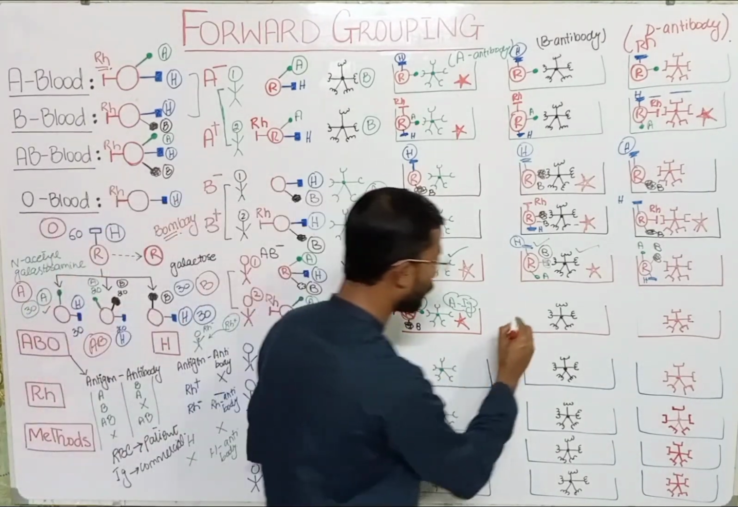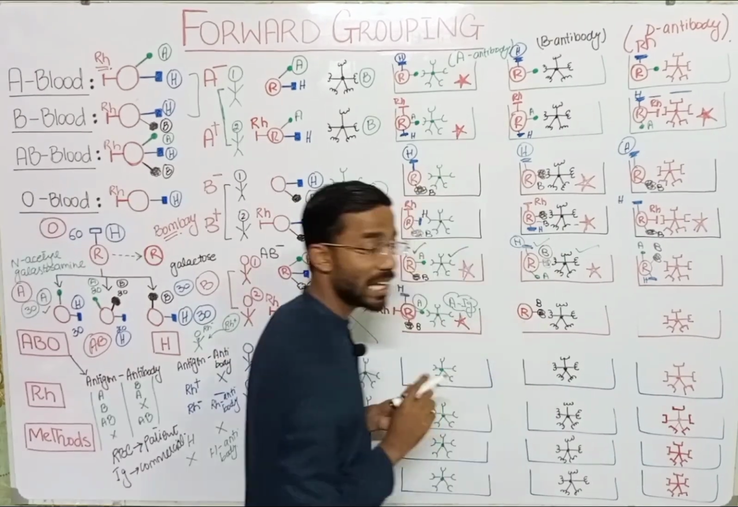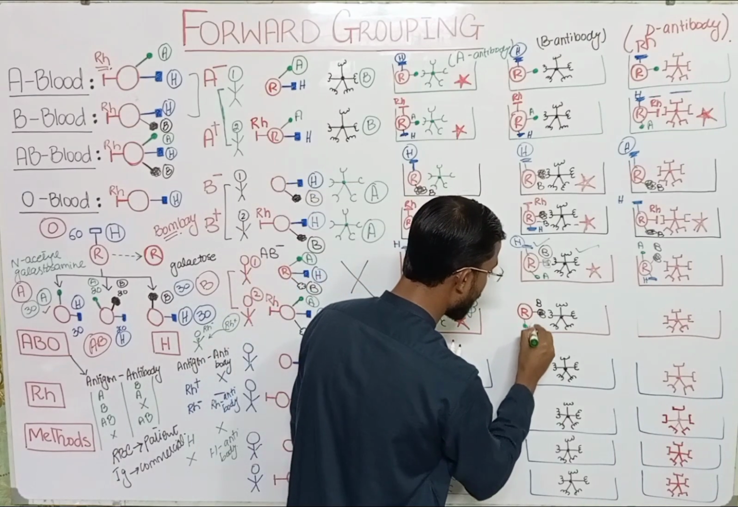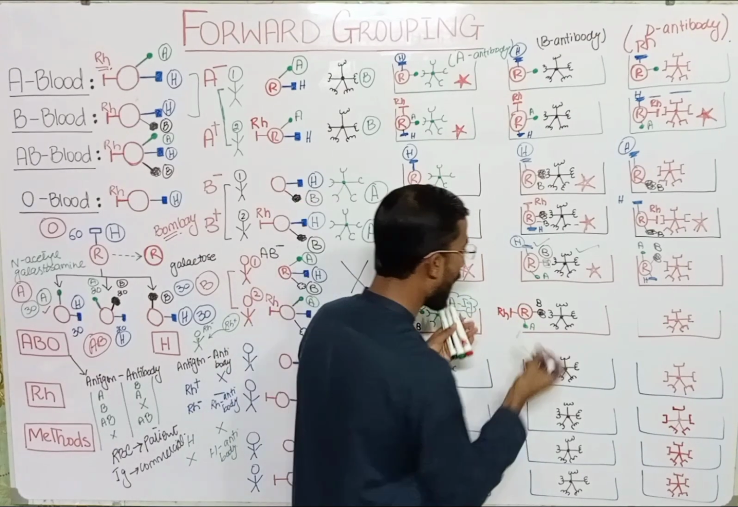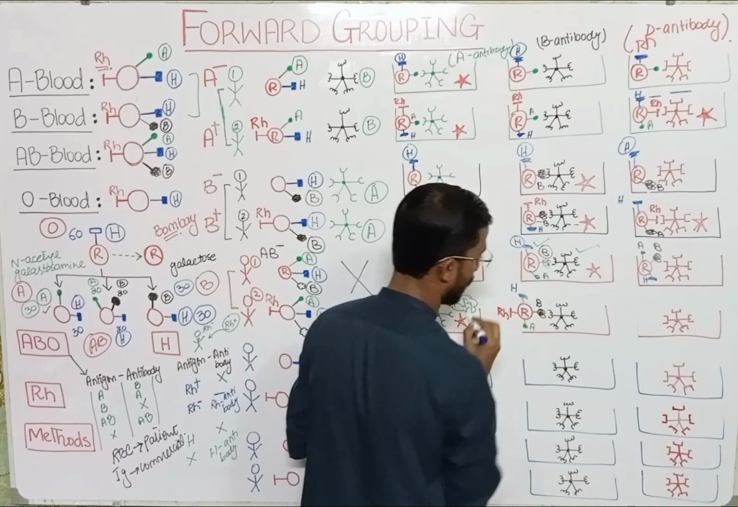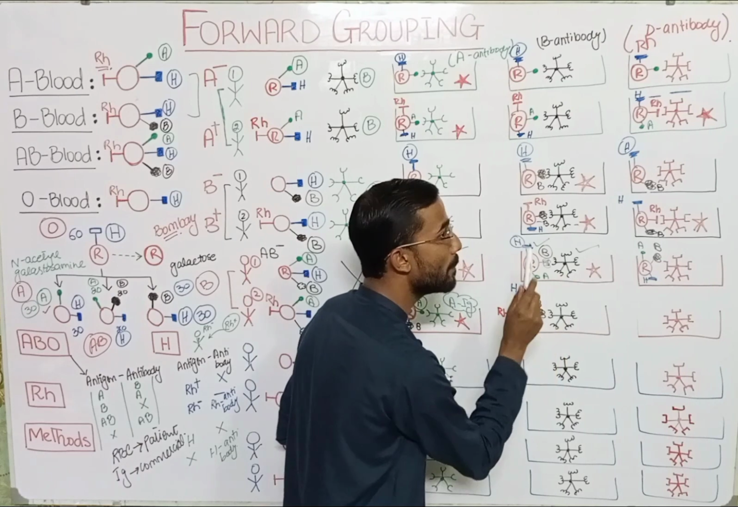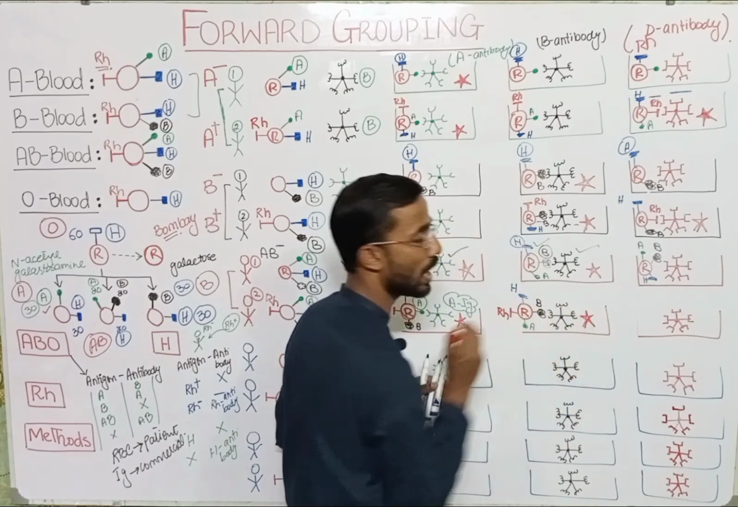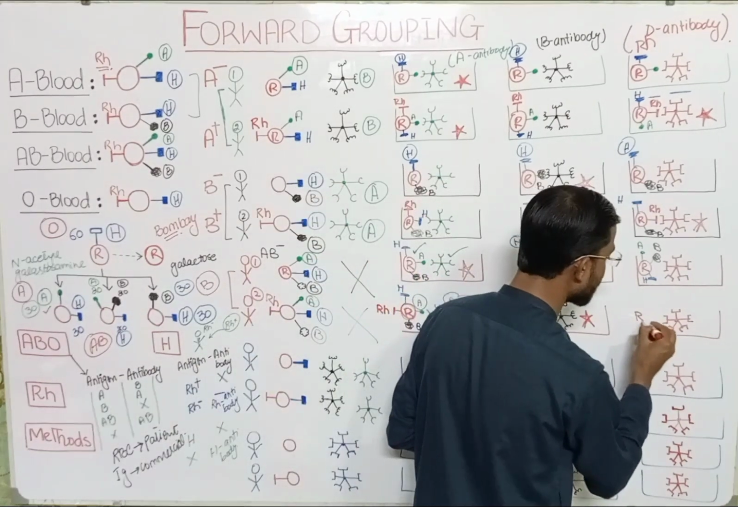And next, if I move forward, then you will see these are the RBCs, and in that situation, what type of antigen? B antigen, and here is the A antigen, and here is the Rh antigen, and you see the H antigen. So in that situation, B antigen is opposite to the B antibodies, then you will see the agglutination in that case also.